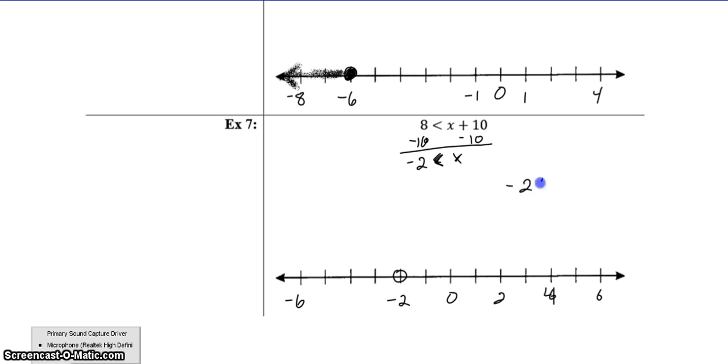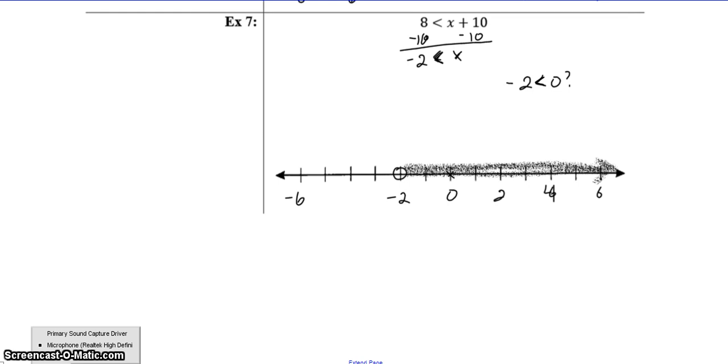So it is -2 less than or equal to 0. Oh, or sorry, just less than 0. Yes, it is. -2 is left of 0. So we're going to shade towards 0. Again, don't worry about switching the order or the direction or whatever. Just leave it that way. Okay? So that's all you're up to today.